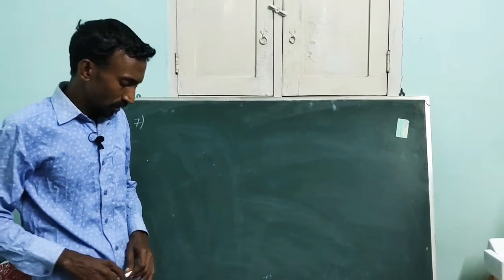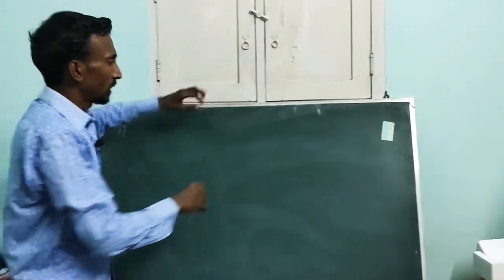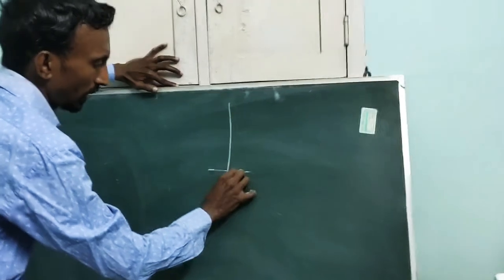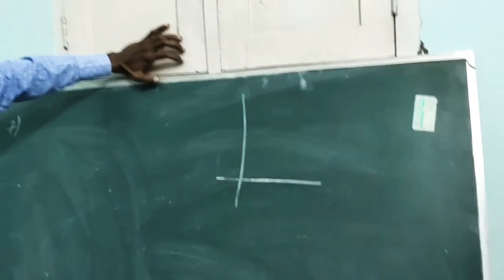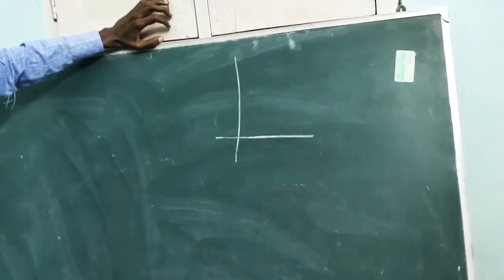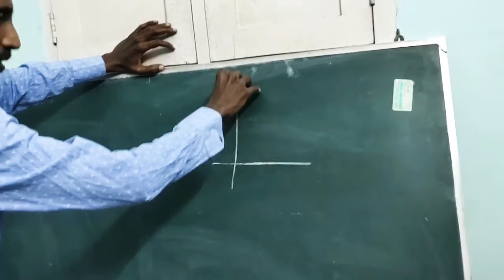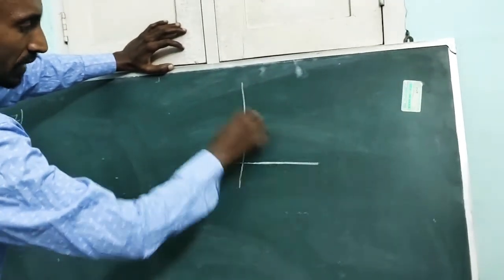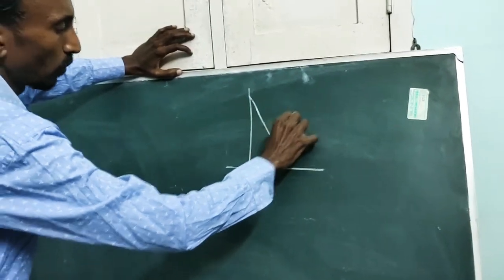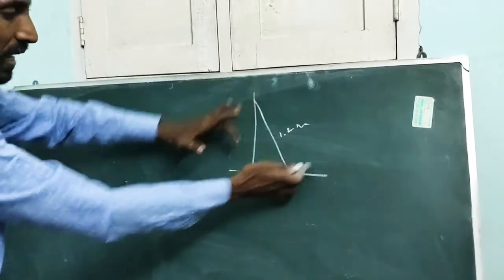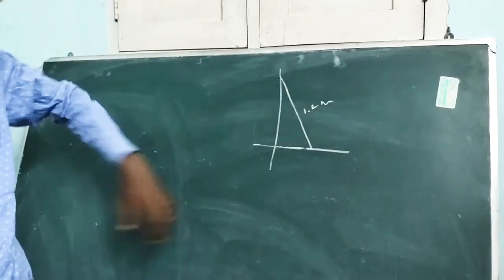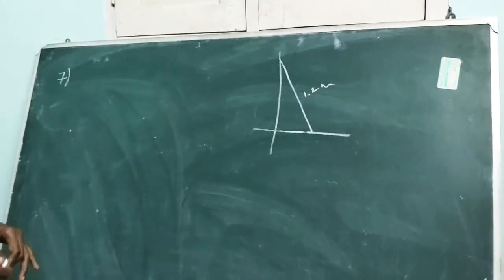My dear students, question number 7. The question is, a rod of length 1.2 meter moves always touching the wall and the floor, that is, touching the coordinate axes. So imagine x axis and y axis. There is a rod of length 1.2 meter. It slides always touching the x axis and y axis. That is the condition given in the problem.